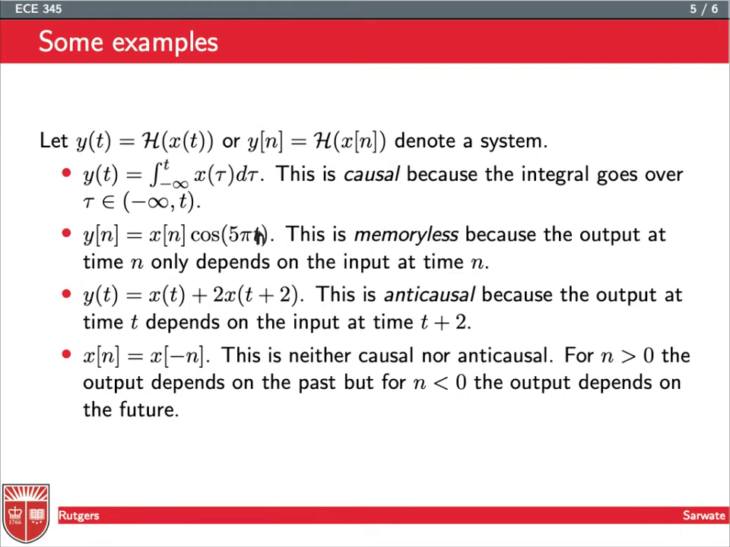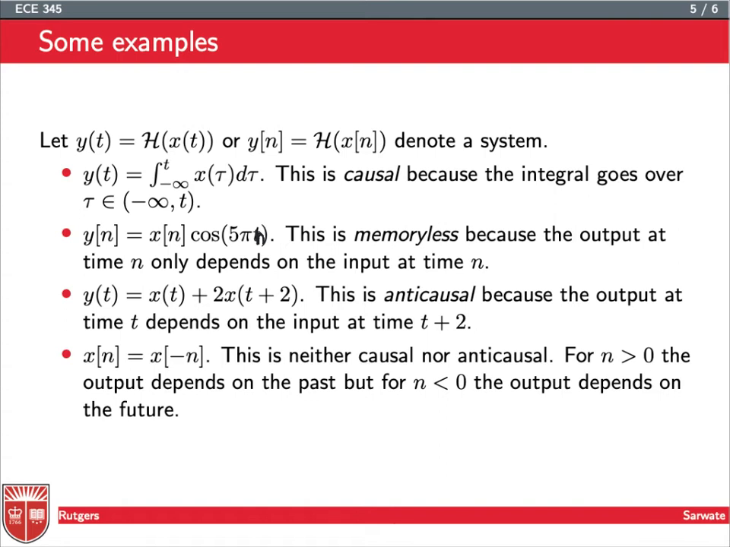I have to fix a little typo here. In the next example, y of n is equal to x of n cosine 5 pi n. This system is memoryless because the output at time n only depends on the input at time n. That is, y of n only depends on x of n. The cosine is beside the point. We're looking at how the output depends on the input signal.